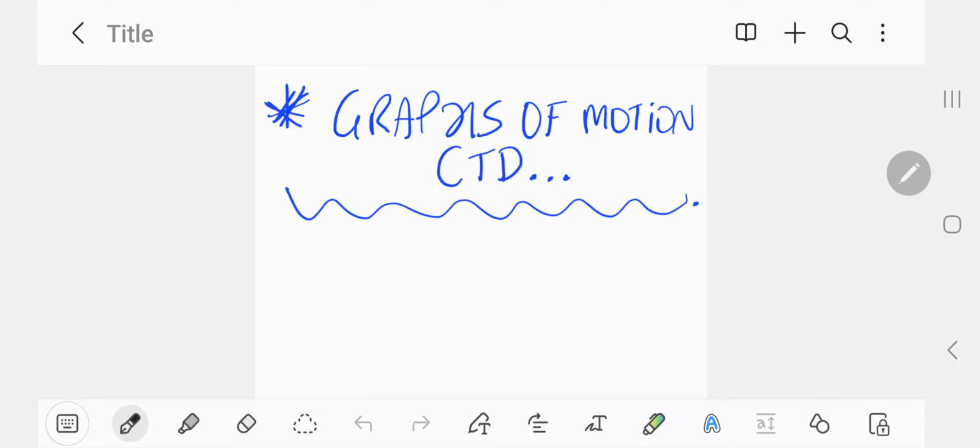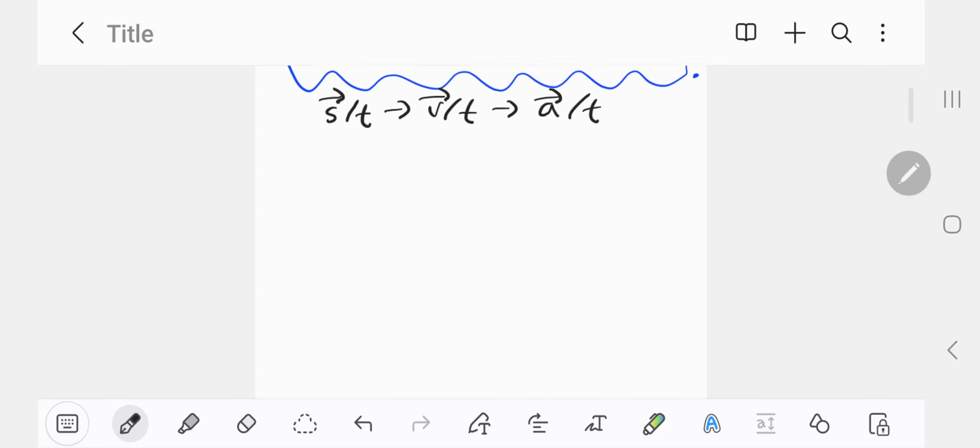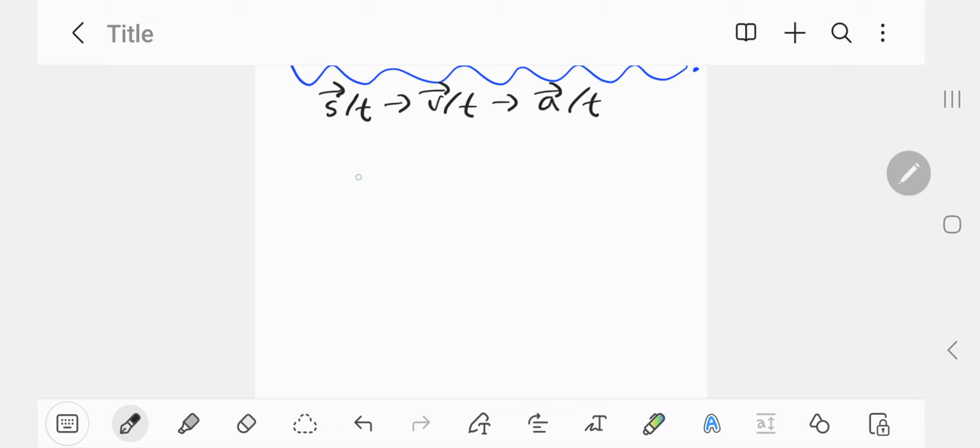Here are more examples on graphs of motion. I'm going to show you once again how to go from displacement time to velocity time to acceleration time, and I'll show you the reverse as well. So let's do this. Suppose I've got the following displacement time graph.